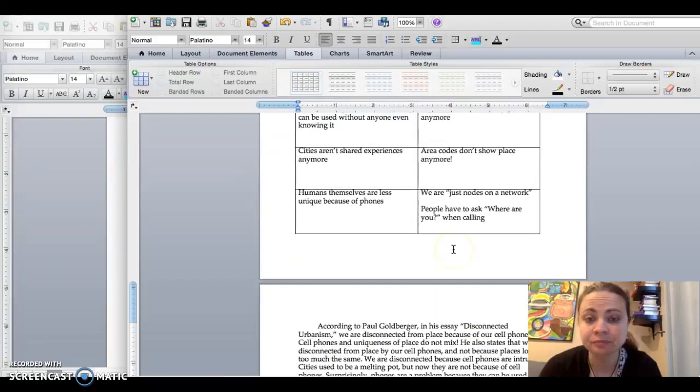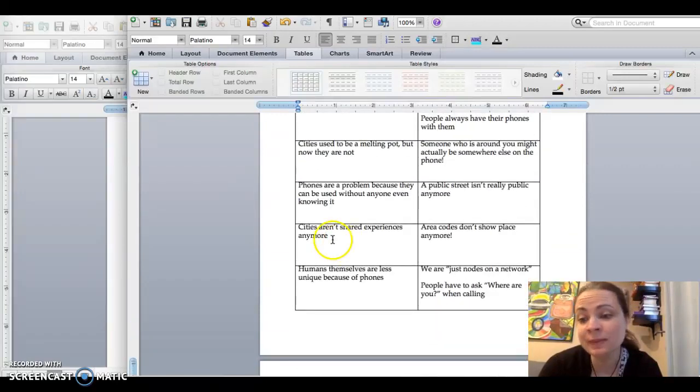Okay. And then the next main idea is a point that he's made before. So you do want to check for that. If that's the case, I would just leave it out, right? Cities aren't shared experiences anymore. He said that in his first paragraph. So we've already mentioned that as an overall main idea.